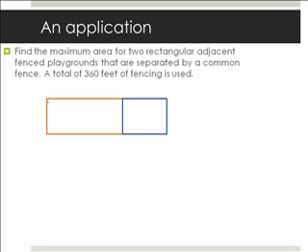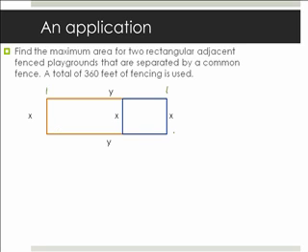So let's let the width be represented by x. Notice we have 3 of those. And then the length is going to be the length all the way from one side of the first playground to the other side of the other playground. And we'll let that be represented by y. So we have y at the top and y at the bottom.